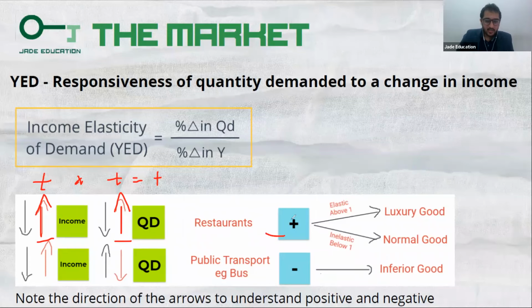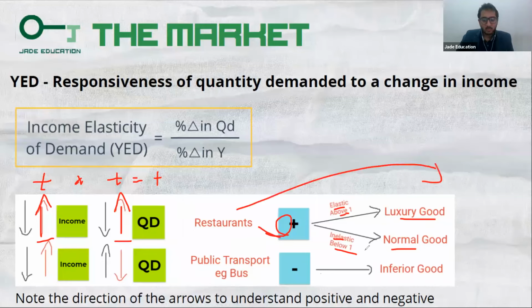When it is positive, guys, it can either be a normal good or a luxury good. A normal good will be inelastic. In other words, it'll be below one. An elastic good will be above one, which is a luxury. Restaurants can be divided both into normal restaurants and luxury restaurants as well. Your little pilaus on your roadside, or it can be the Shangri-Las or whatnot. But they're all a positive thing.